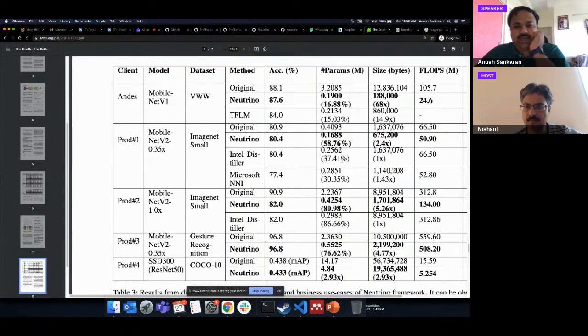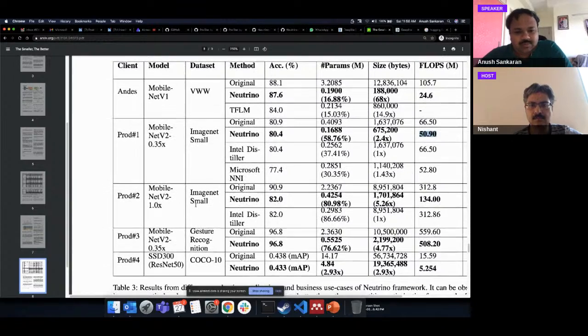As we can see here, the original model is 80.9% accurate. The Neutrino provides 80.4% accuracy, which is better than Microsoft's and Intel's distiller. But we were able to reduce the number of parameters by 58%, much better than what both the other companies' products were able to do. And our size was also 2.4x smaller, which is much better than what other products were offering. And so is the number of computational flops.